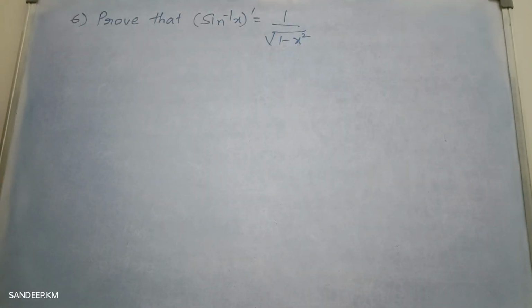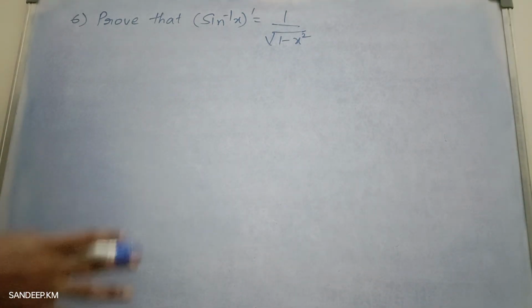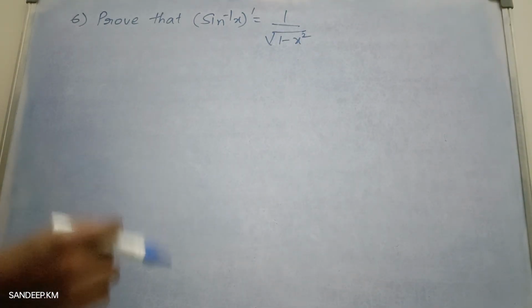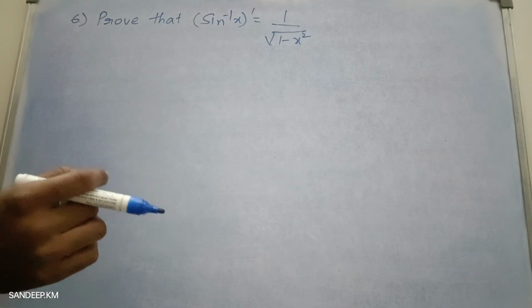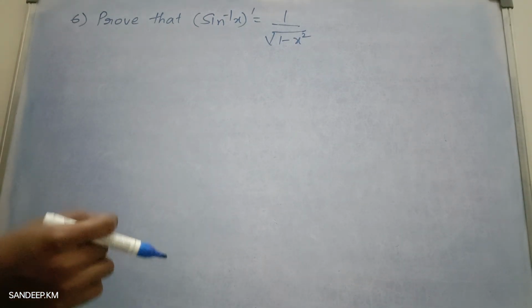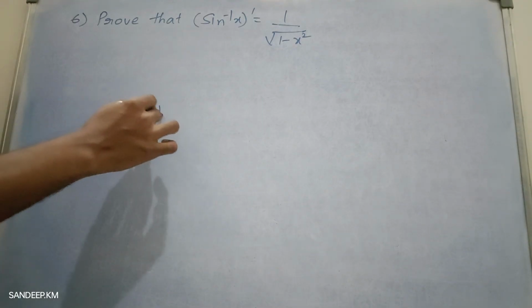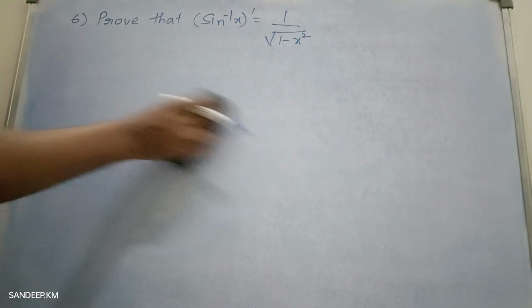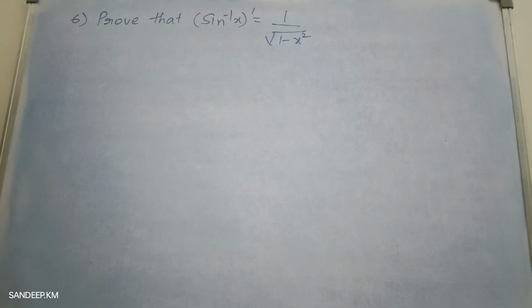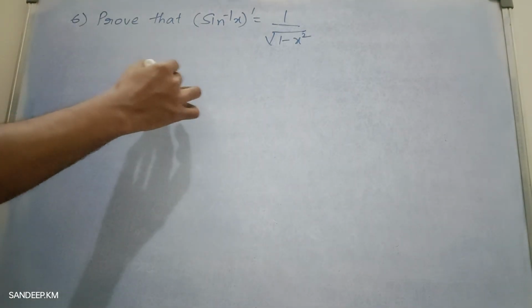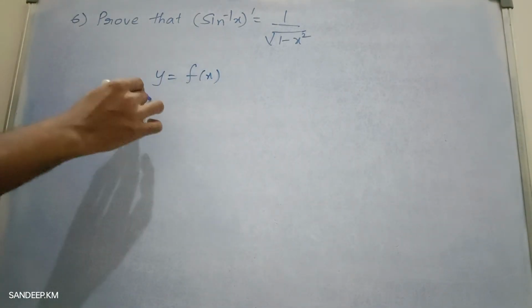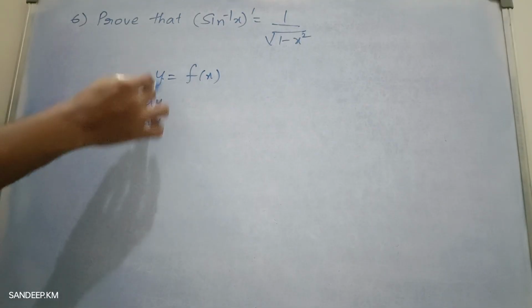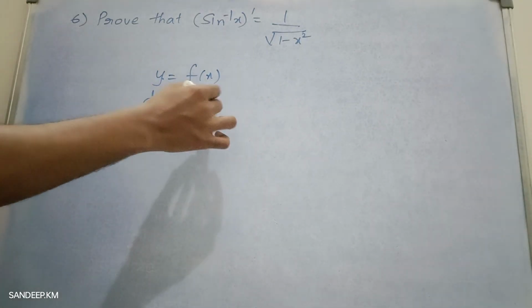So let us see how to prove that sin inverse x derivative is 1 by root of 1 minus x square. We can use fundamental principle of derivative, but actually that particular method is a little bit lengthy. And it also needs us to use the formula of sin inverse x minus sin inverse y. So to avoid all these proofs, let us use a different method. In that, one thing you have to remember is, dear students, if y is f of x, then dy by dx, the derivative of y with respect to x, is f dash of x.